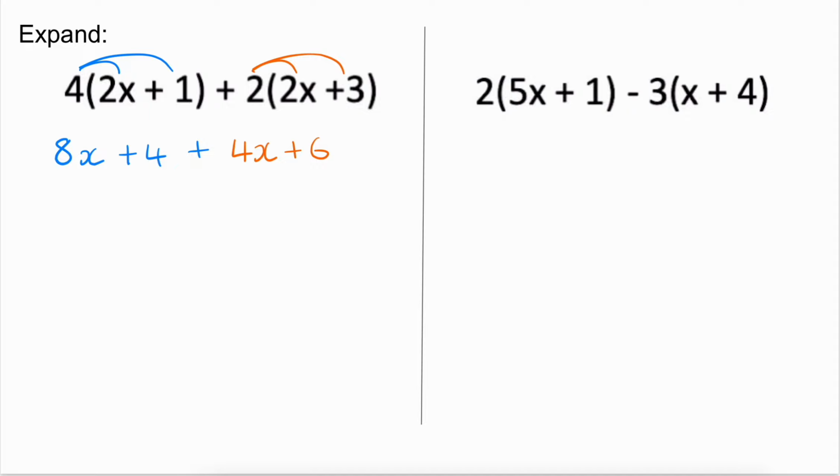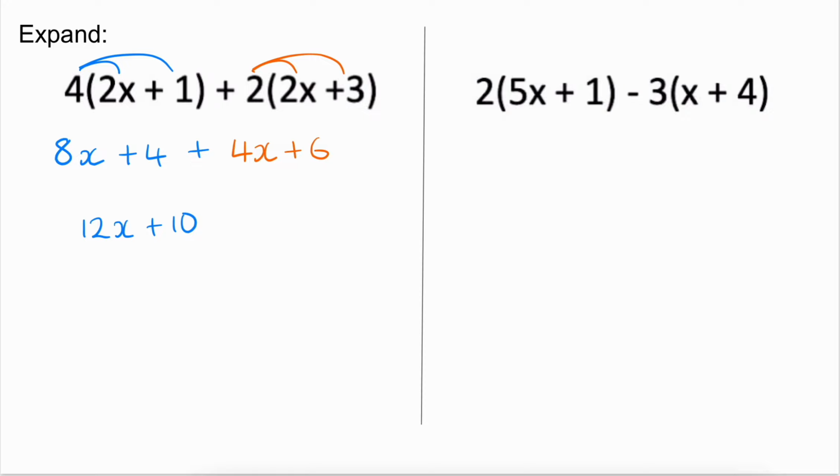So I can now try to collect my like terms. So that means that all the x's can be gathered together and all the numbers can be gathered together. So I have 8x plus 4x, which is 12x, and then 4 plus 6, which is 10. So my simplified answer there is 12x plus 10.